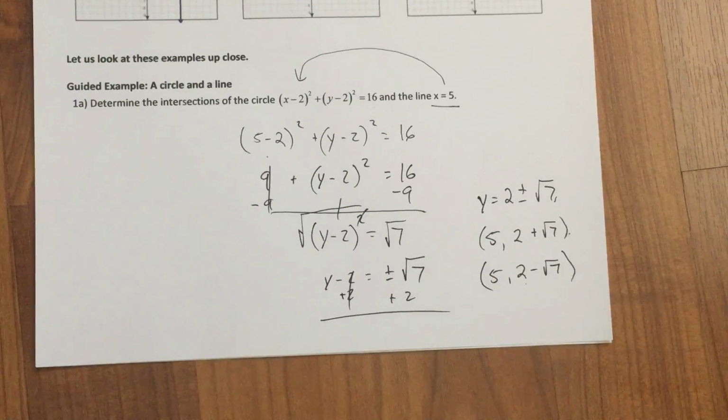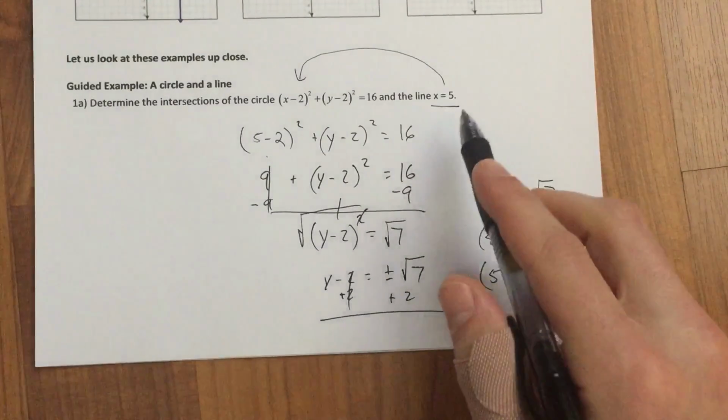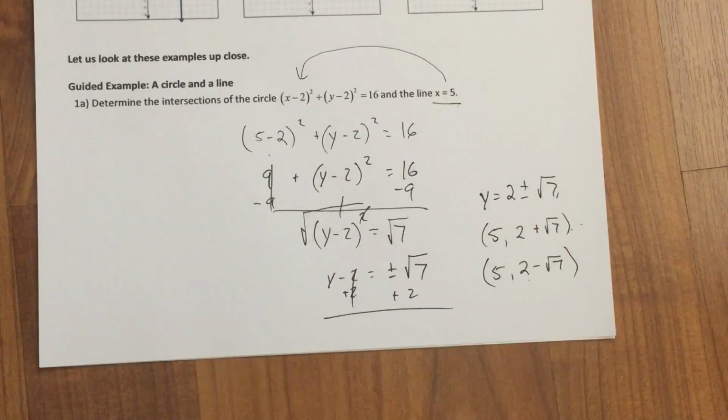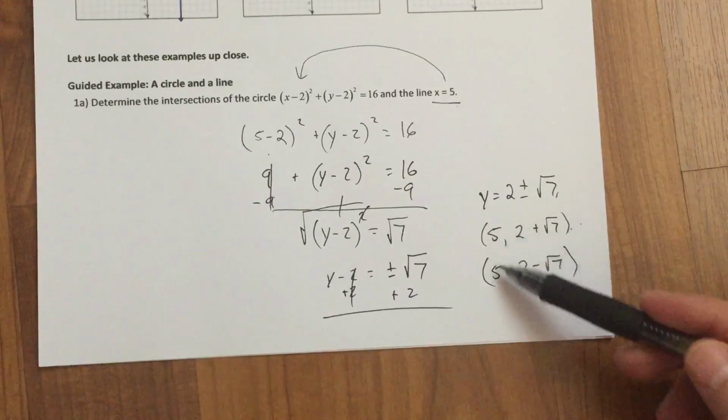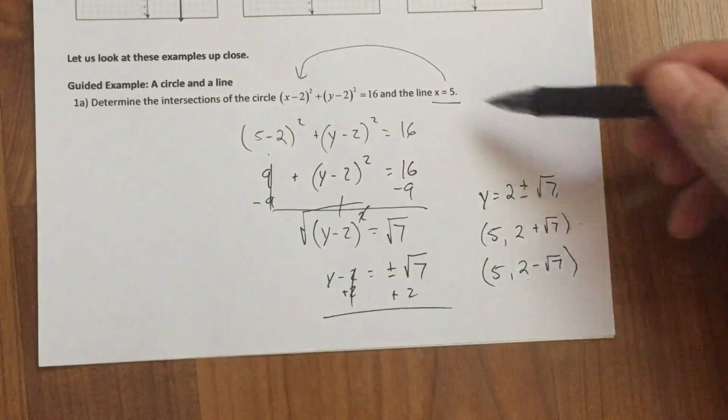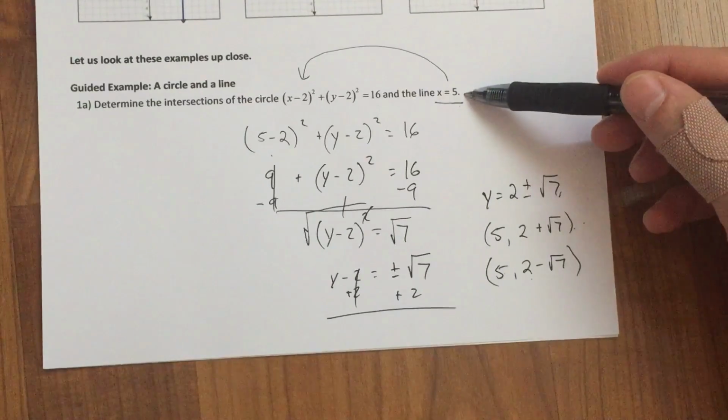Remember, that's just a number. It's just a number that I don't want to calculate the decimal approximation. So we're leaving it as exact form. These are the 2 points of intersection that this line intersects with that circle. Right? Notice the x value is both 5, going back to that line of x equals 5.